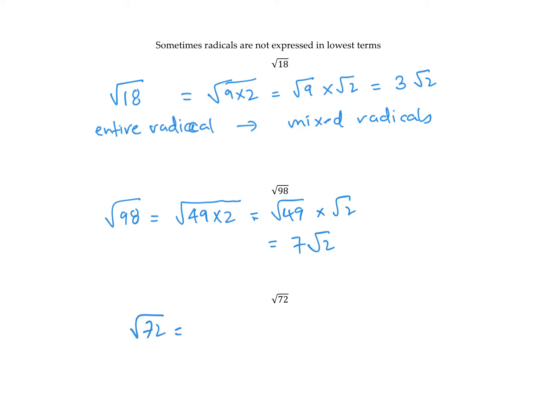72 I know is 36 times 2. I can square root 36. I can't square root 2. So the square root of 36 is 6, and then we would have root 2.